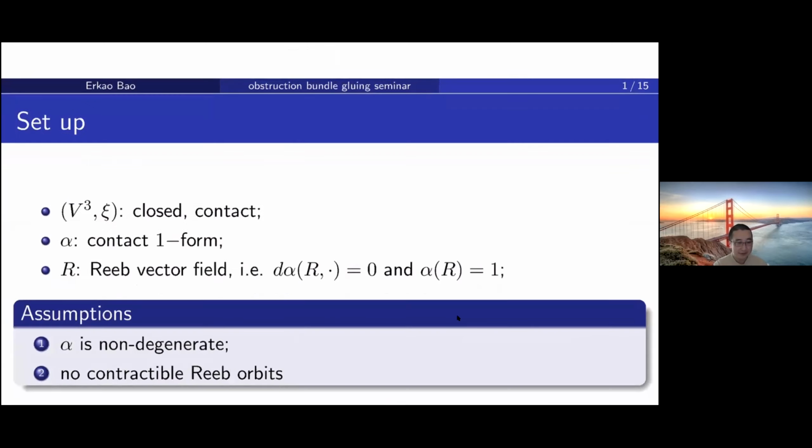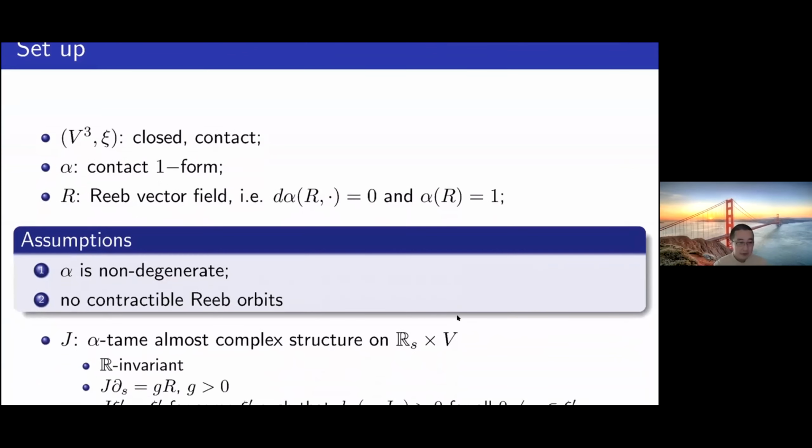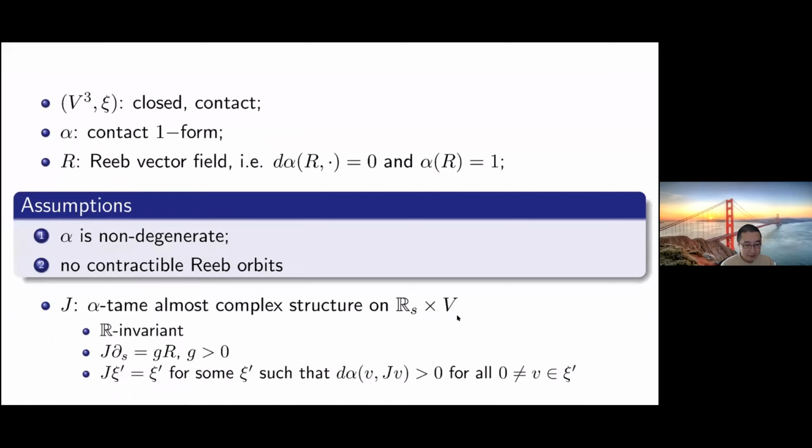So first, let's go to the setup. V is a closed contact manifold, alpha is a contact one-form, and R is the Reeb vector field. We make some assumptions. First, we assume alpha is non-degenerate, which roughly means there's no infinitesimal deformation for all the Reeb orbits. And we also assume there are no contractible Reeb orbits.